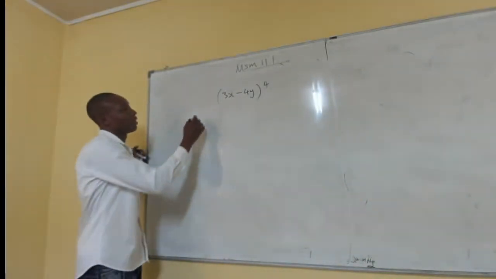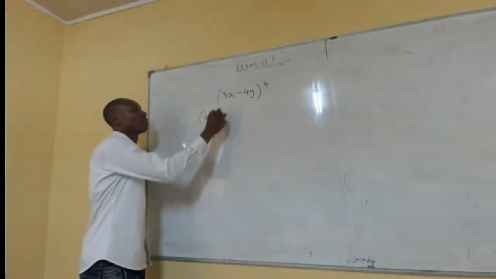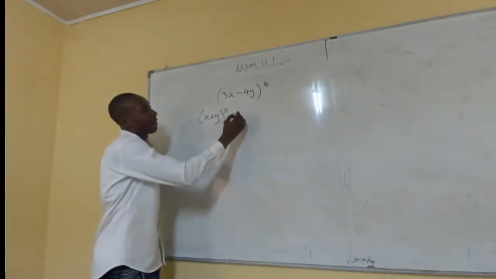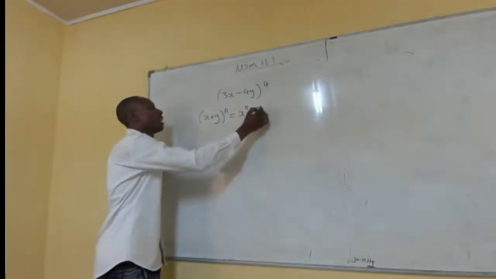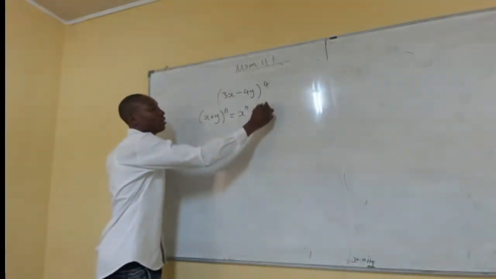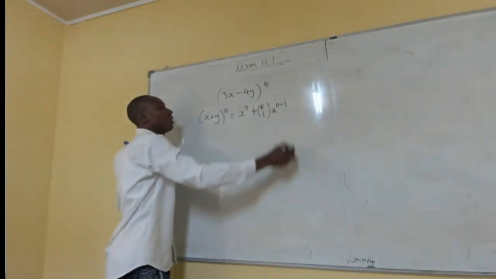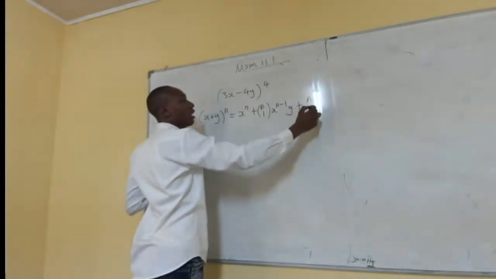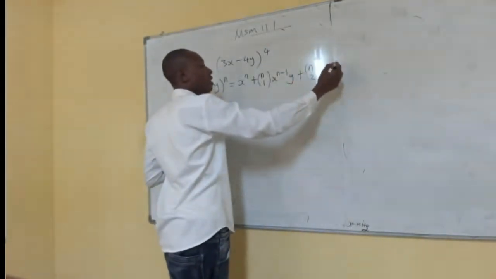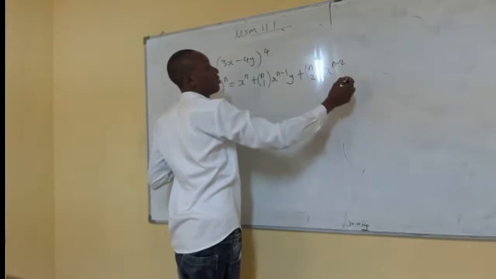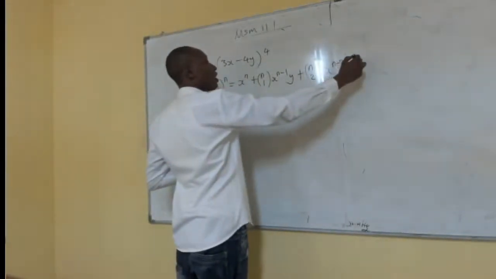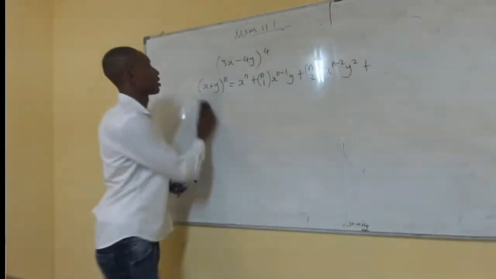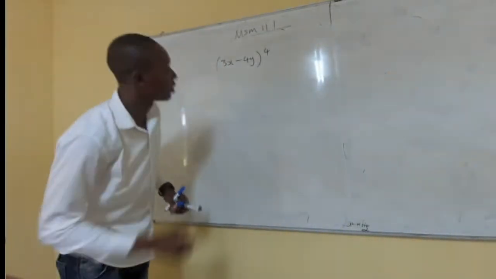Okay, so in general, x plus y to the power n is found as x to the power n plus n choose 1, x to the power n minus 1, y plus n choose 2, x to the power n minus 2, y to the power 2, plus, the formula to my head.